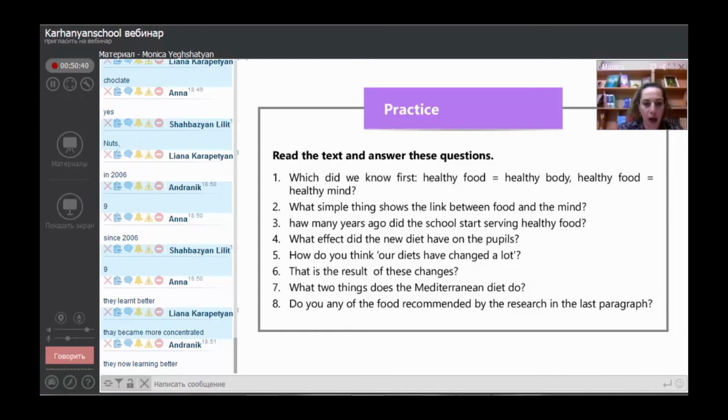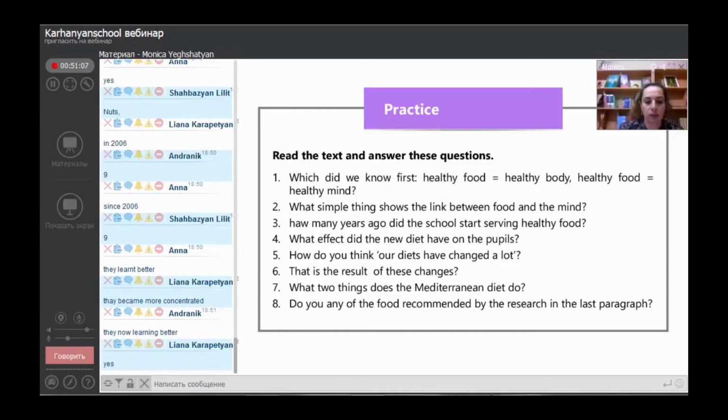Now, question number 5. How do you think our diet has changed a lot? If you were attentive, there was an answer in the text to this question. Has it changed a lot? Our diet. Yes. Yes, it has changed a lot. Okay, good for you.